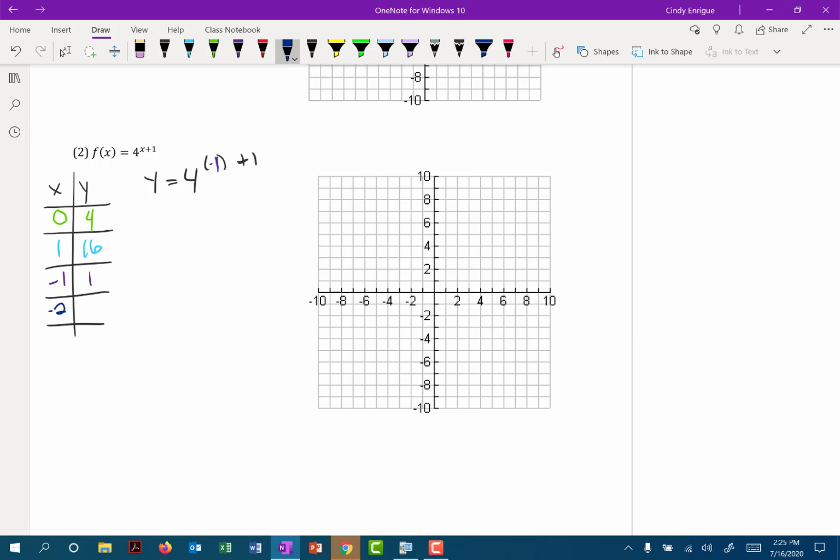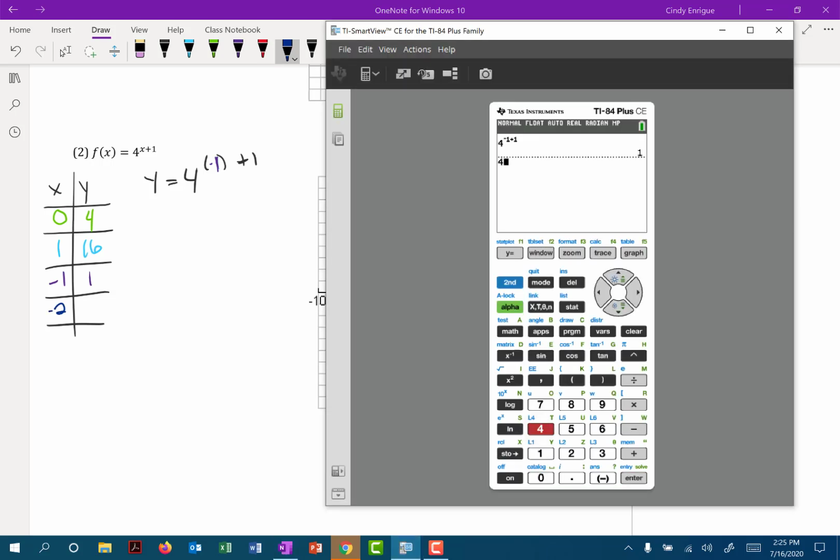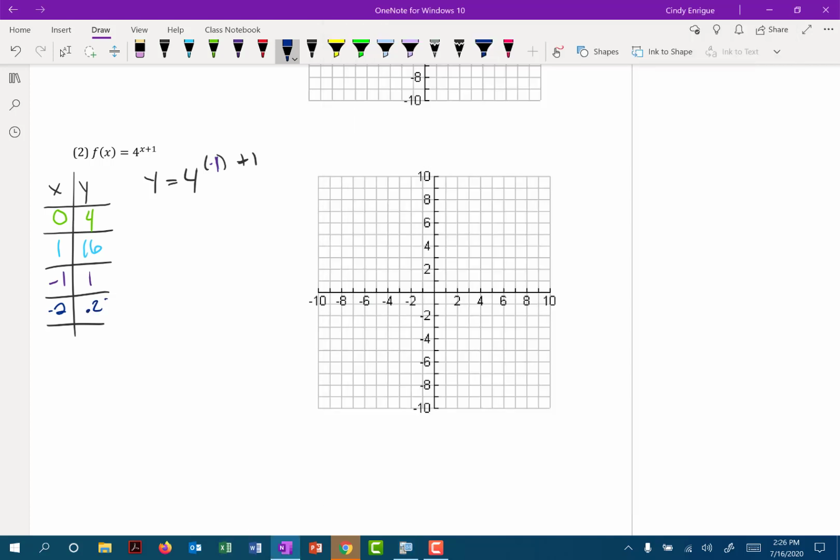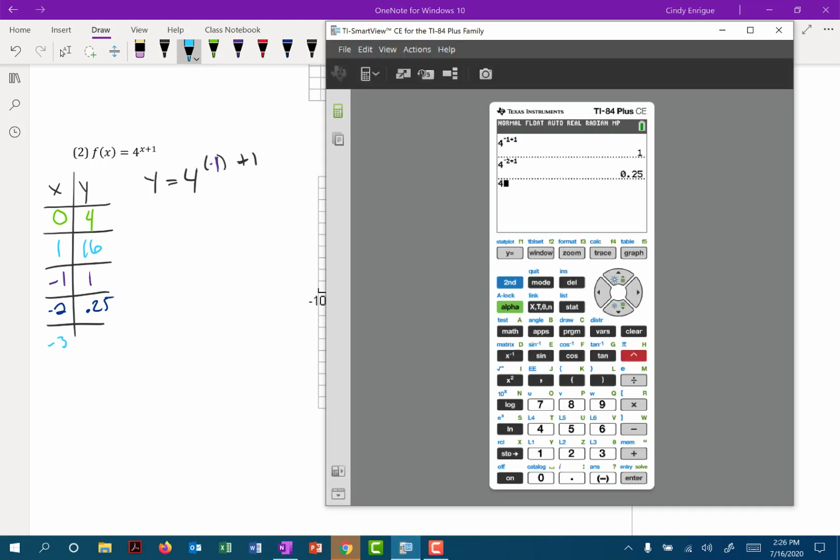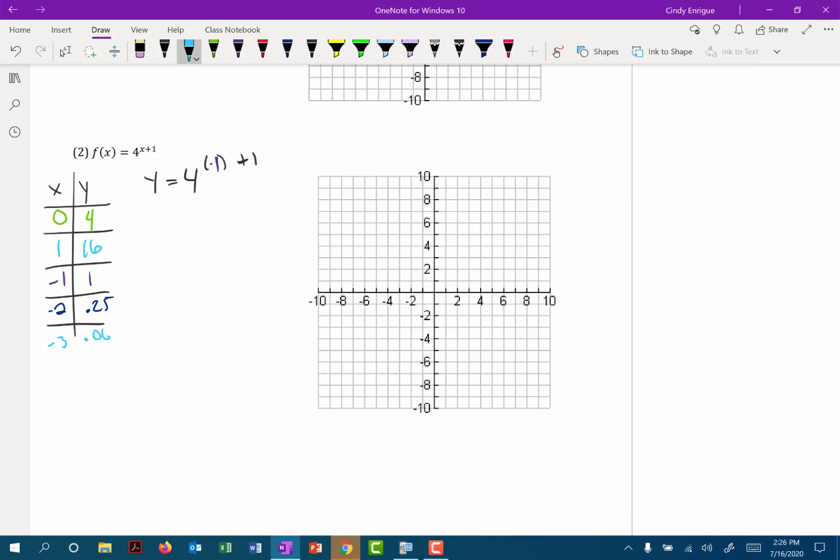So let's see what happens when I plug in a negative 2. So 4 to the power of negative 2 plus 1 gives me 0.25. So I'm starting to see the pattern, but if not, you can always plug in more. So let's say now you want to plug in a negative 3. If I plug in a negative 3, 4 to the power of negative 3 plus 1 gives me a positive 0.0625. So it looks like it's never ever going to be crossing my 0 power.